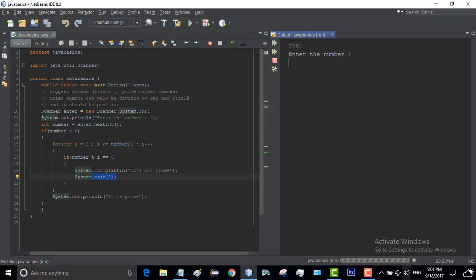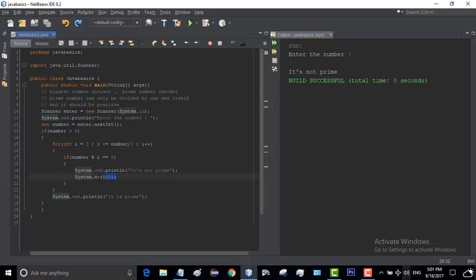If we just try 3, it's a prime. If we try 9, it's not prime because 9 can be divided by 9, can be divided by 3, can be divided by 1. So it can be divided by 3, which is not 1 or itself.